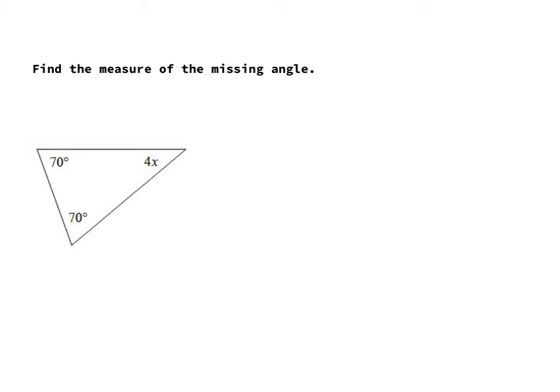I can use the same idea when I am also given an expression for the angle. For example, here I have an angle of 70, the second one is also 70 degrees, but the third angle is an expression, which is 4x. So I'm just going to write 4x equals 180.